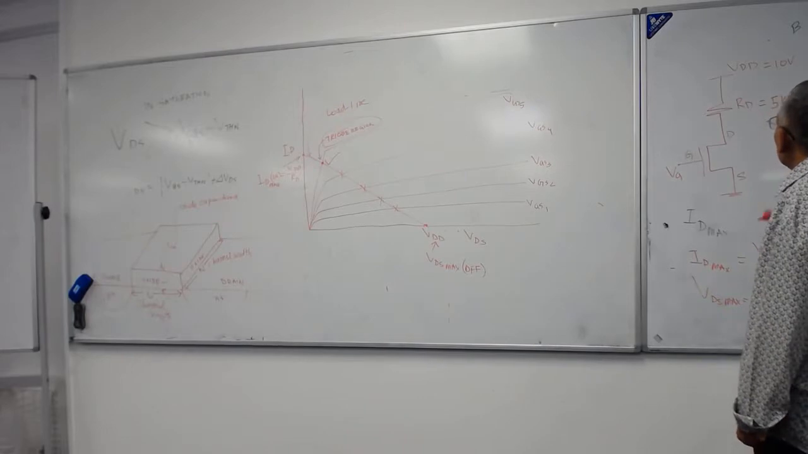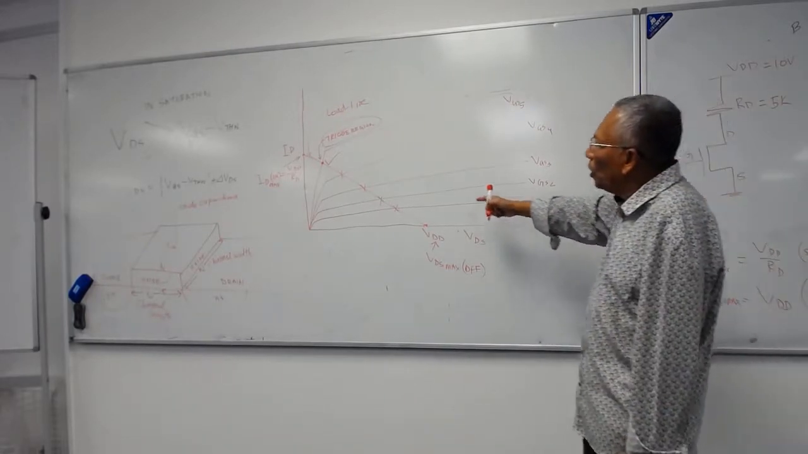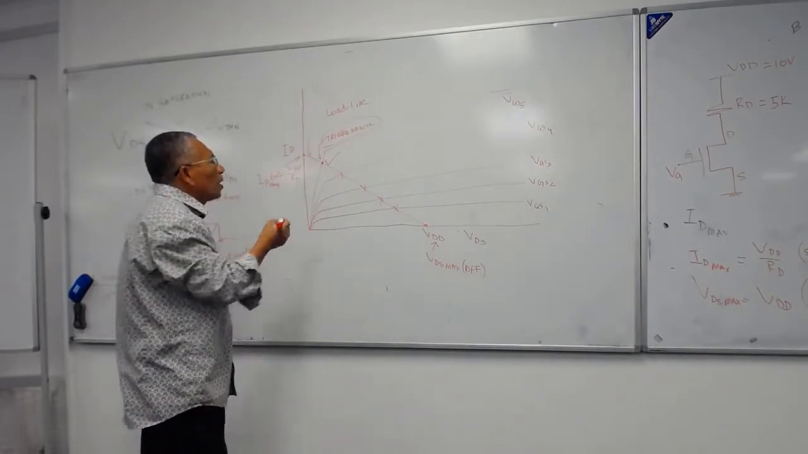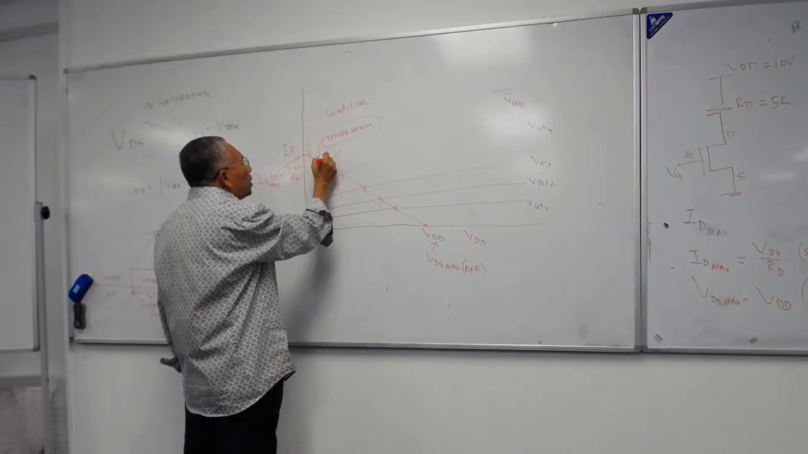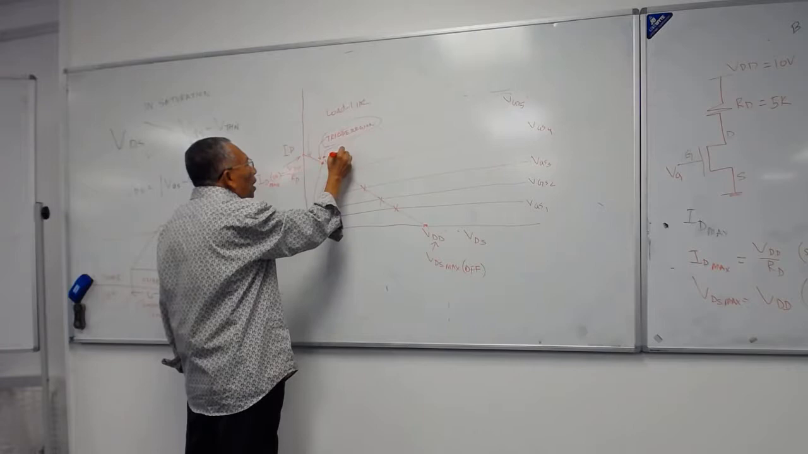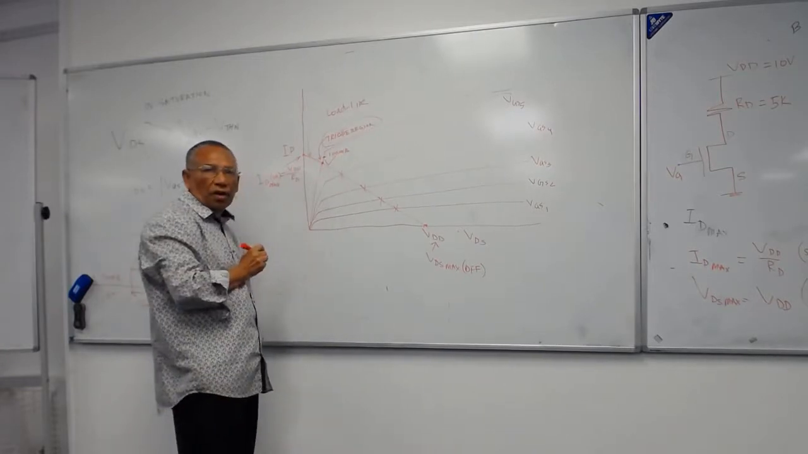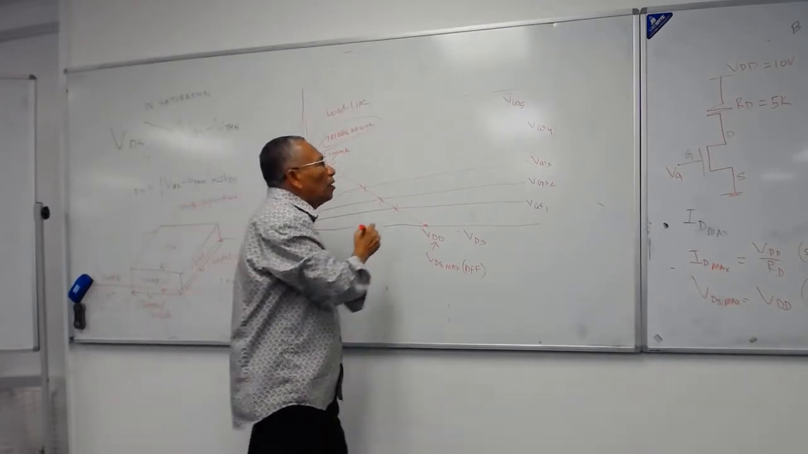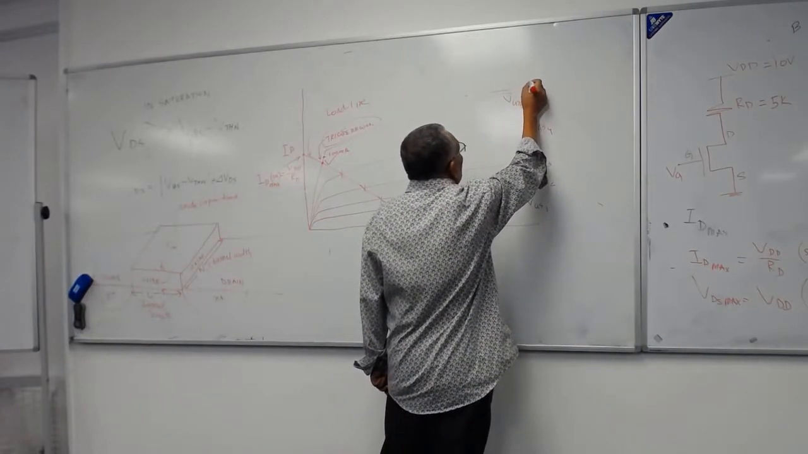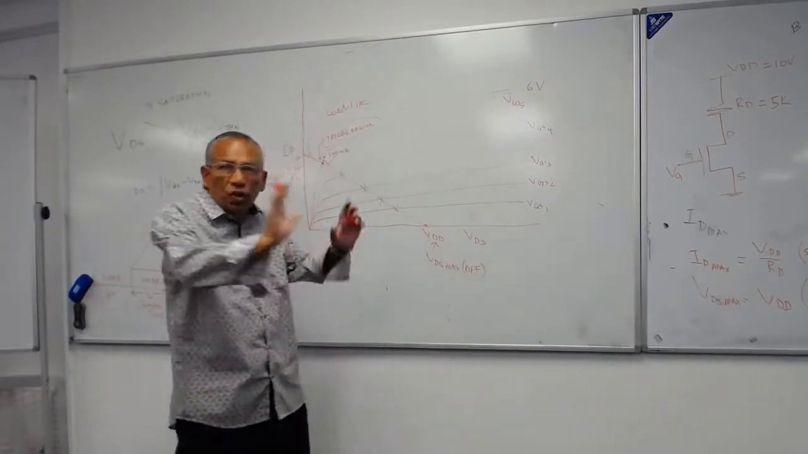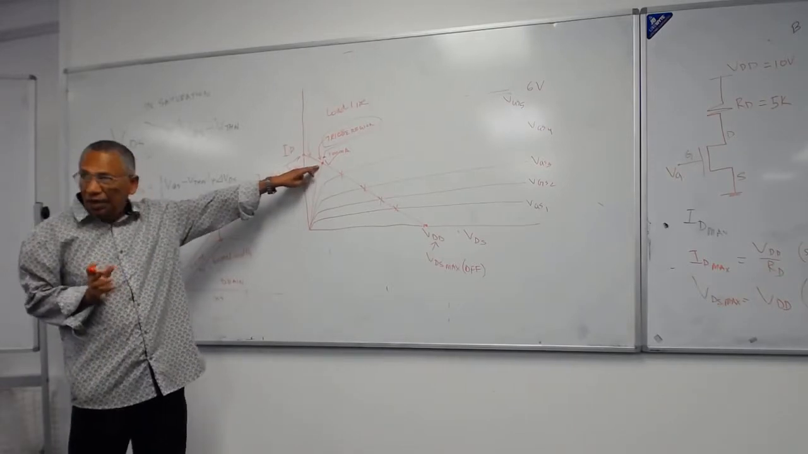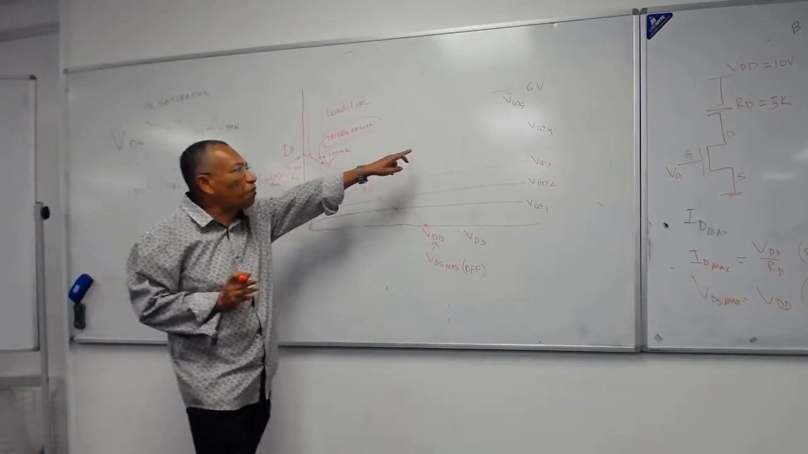So this is the circuit, and this is your transistor. You know that the transistor has a characteristic where at this point it produces a current of 100 milliampere for a VGS equal to 6 volt. This is the only information given: that this transistor will produce 100 milliampere in this triode region for a VGS of 6 volt.